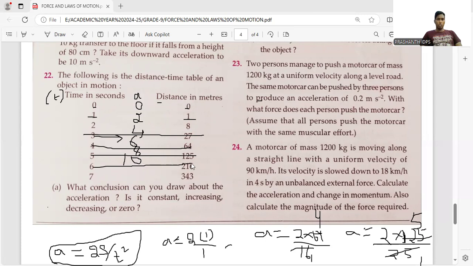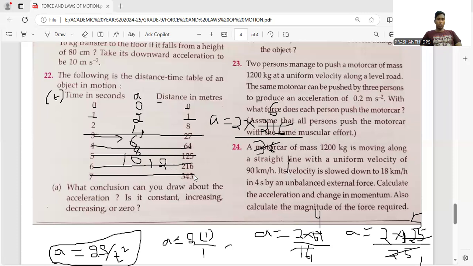Now 6 and 216. Same formula. A is equal to 2 into 216 divided by t square. What is the t square value? 6 square, 36. So 36 sixes are 216. So 6 twos are how much? 12 you are getting here.